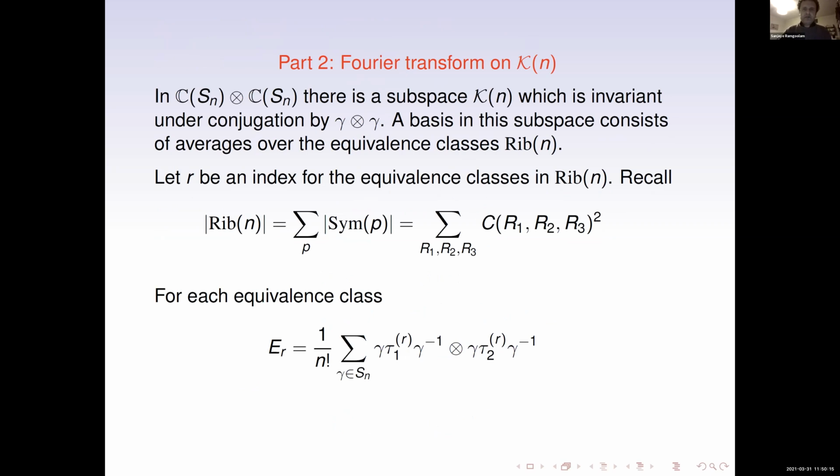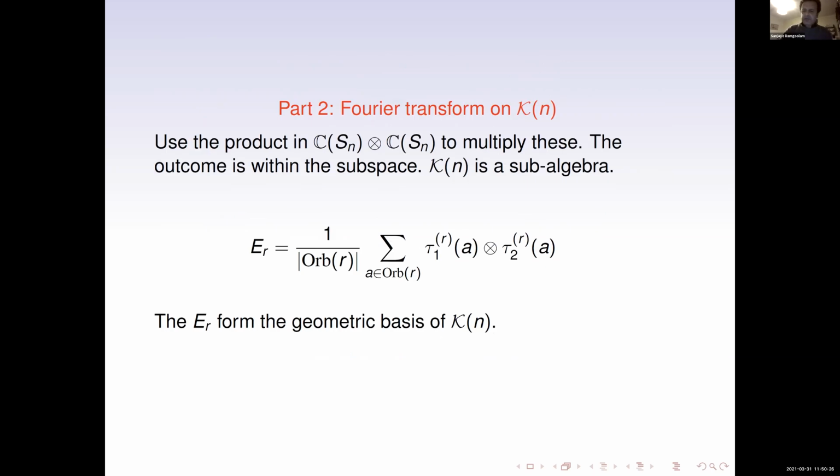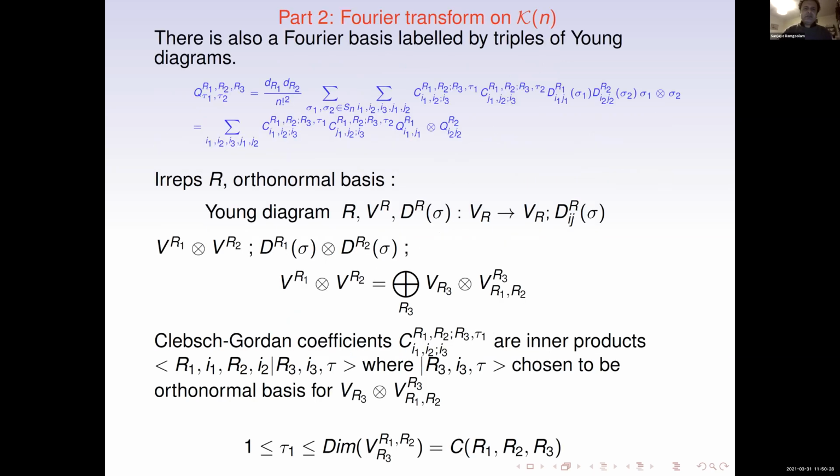So good. Now we want a Fourier transform on k of n. So we have this algebra. This is the dimension. This is the geometric basis, which we have talked about already. But there's also a Fourier basis. The Fourier basis is, if you like, a sum of permutations in Sn cross Sn, but we are in the group algebra, so I'm allowed to take linear combinations.